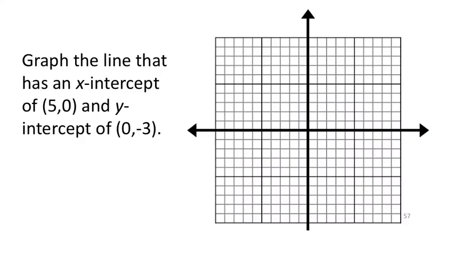Graph the line that has an x-intercept of 5, 0 and y-intercept of 0, -3. This is great. They gave us the ordered pairs. So I'll start with the x-intercept at 5, 0. From 0, it's 5 to the right. Boom, I found it. 5, 0. And the y-intercept, starting from the origin, down 3, because 0, -3. Found it. That's 0, -3. And then we got to graph these points.